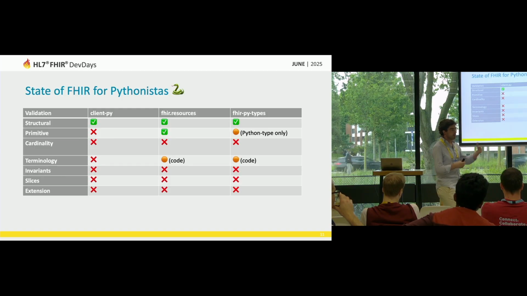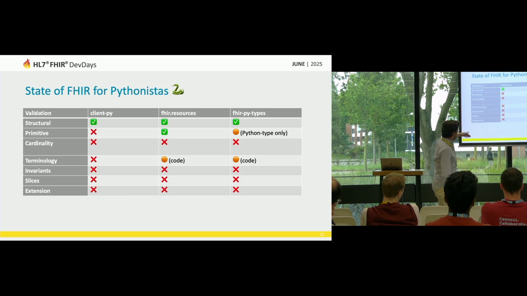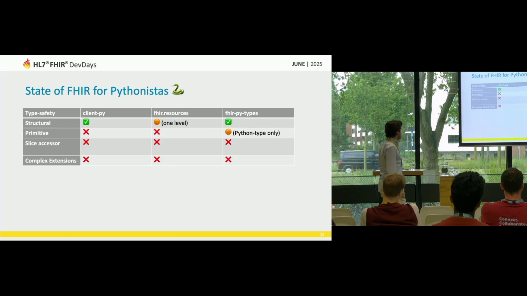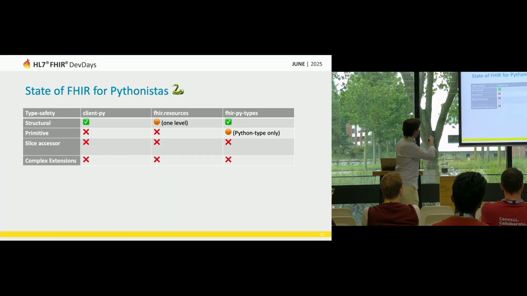You have UIDs, you have URLs, and they all have regex expressions. And then all the special validation like cardinality, terminology, the FHIR path invariants, slices, I think is not there. In terms of type safety, FHIR.resources is a little harder, I feel, and primitives, slice accessors, it's not there like I've shown in the previous code examples.